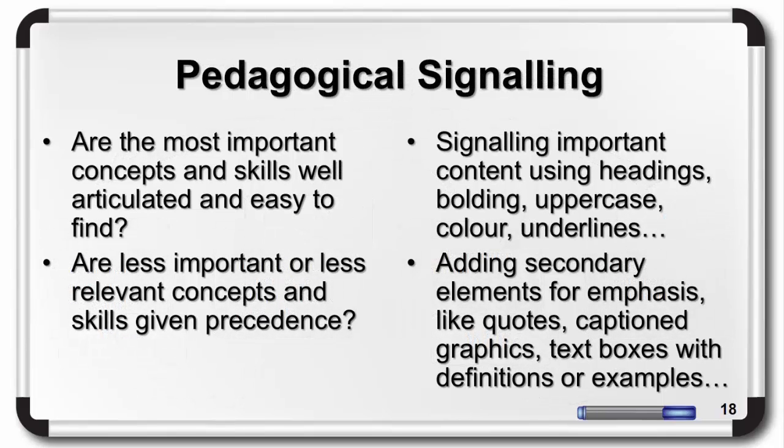Once you have a written text, you need to go through it carefully to ensure that it maximizes learning. For example, are the most important concepts well articulated and easy to find, or are less important and less relevant ideas given precedence? If you feel you need to focus your reader more on these important ideas, there are a number of strategies you can use. For example, signaling important terms using headings, bolding, uppercase, color, underlines, and so on, or adding secondary elements for emphasis like quotes, captioned graphics, text boxes with definitions or examples, and so on.